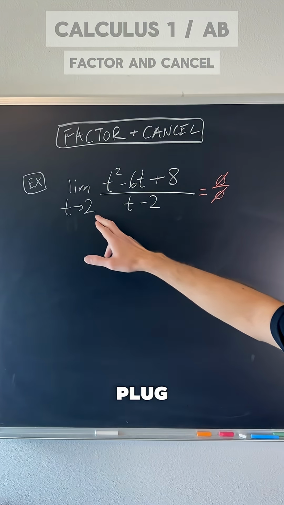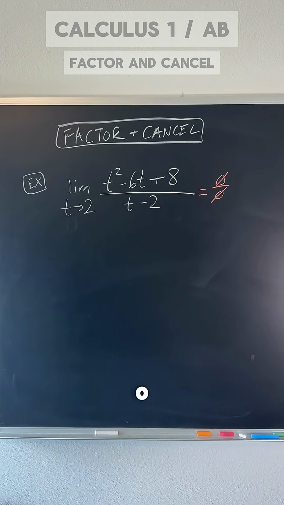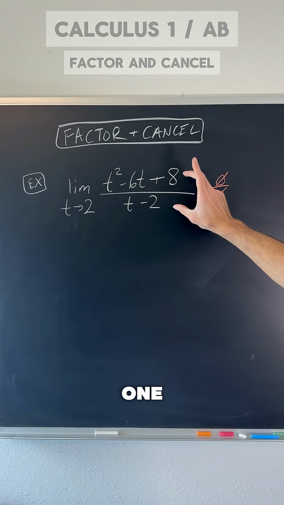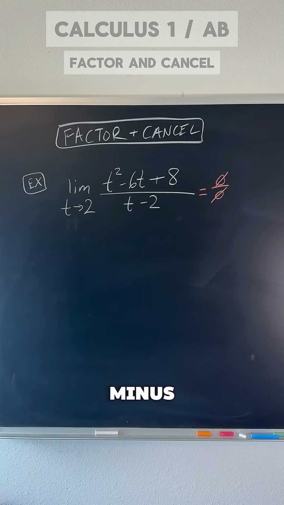With this limit, if we were to plug in t equals 2, we would end up with indeterminate form 0 over 0. So, as the name suggests, I'm going to try and factor the numerator, and hopefully one of the factors will cancel out with the factor in the denominator, the t minus 2.